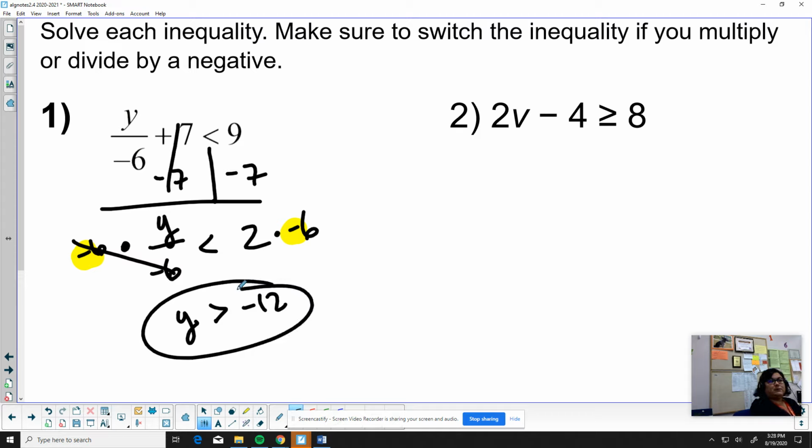This is my answer. Okay, it's just like an equation. I'm doing the same steps. I just have to pay attention to the second step with the multiply or divide. If I multiply or divide by a negative, I have to flip.